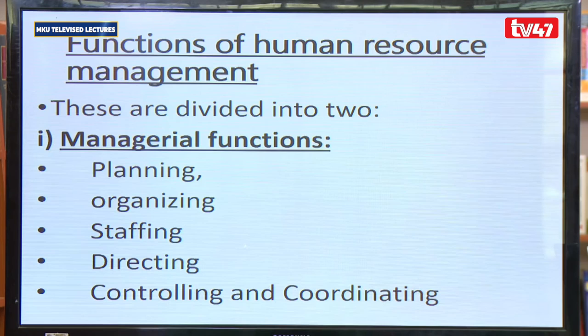We are talking of directing. Employees need to be shown the way. You don't tell an employee has done something wrong, yet you have not directed them on what to do. They need to be guided. They need to be controlled. If they have been given a specific time to complete a task, somebody needs to ensure that that task has been done within that time. Then there is also coordinating. Different departments need to coordinate so that there is overall success. So they need to work as a team. That coordination is very, very important.